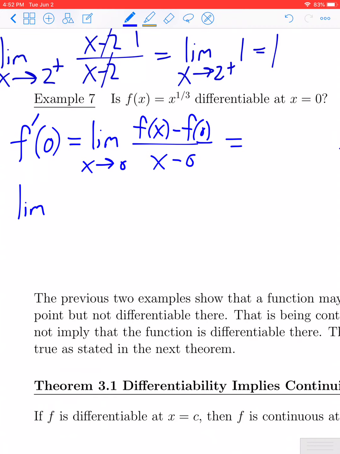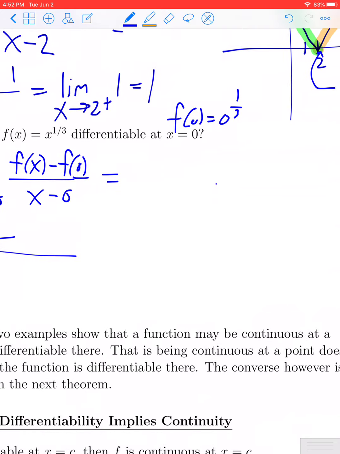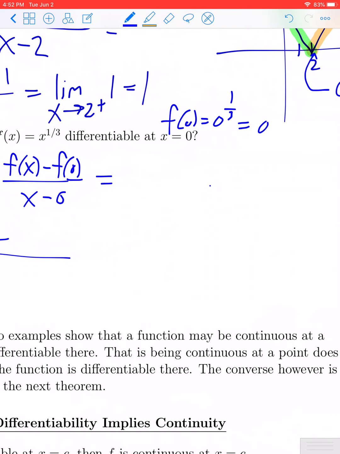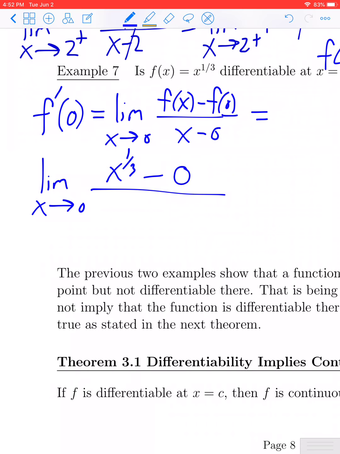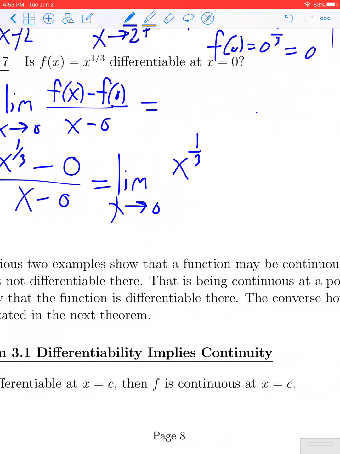This is going to be equal to the limit as x approaches 0. f of x is x to the 1/3 power. f of 0, if you plug 0 into this function, that's 0 to the 1/3 power, which is equivalent to the cube root of 0, which is 0. So this is going to be 0 divided by x minus 0. So we get everything plugged in. This is equal to the limit as x approaches 0 of x to the 1/3 divided by x to the first power.